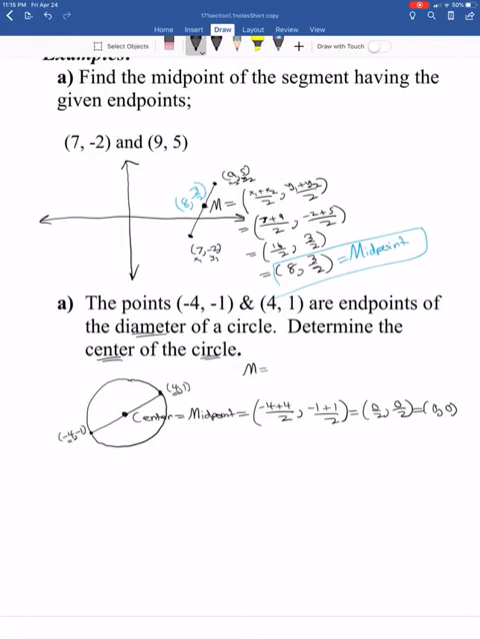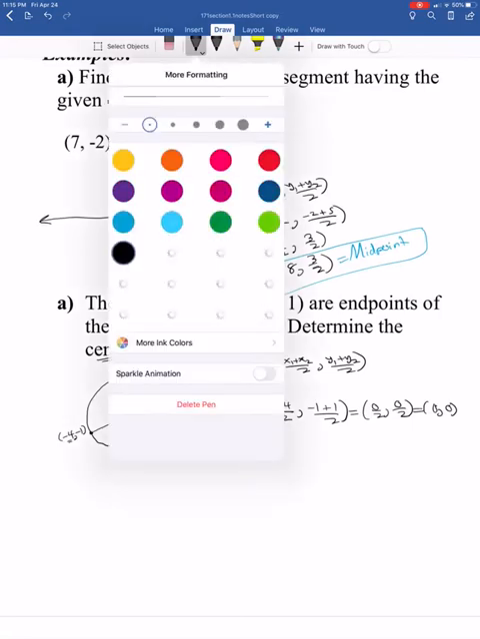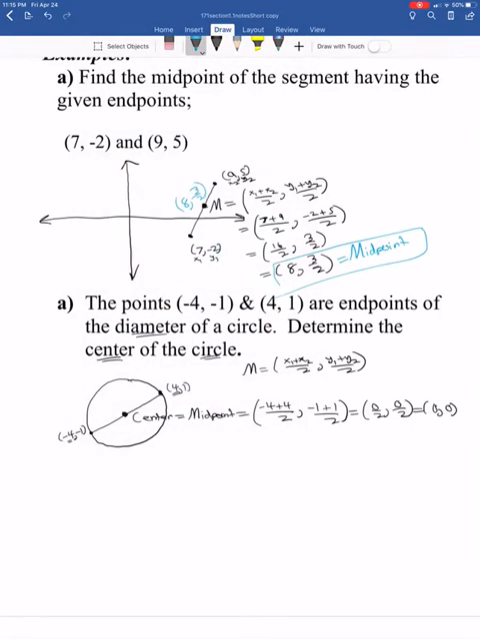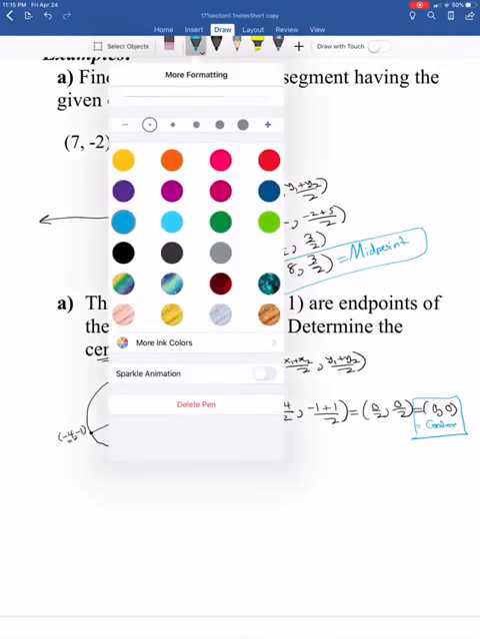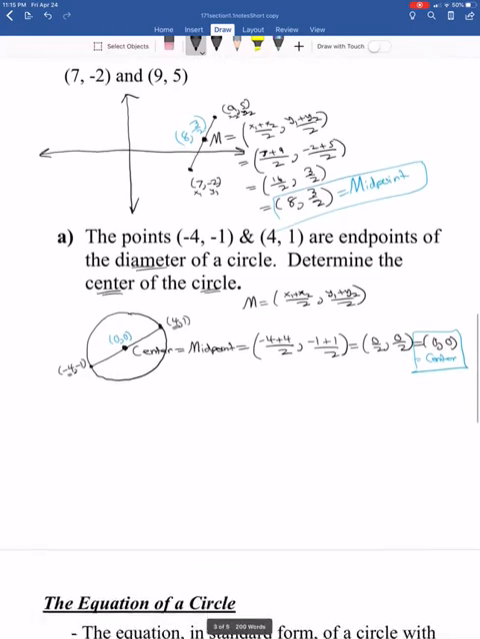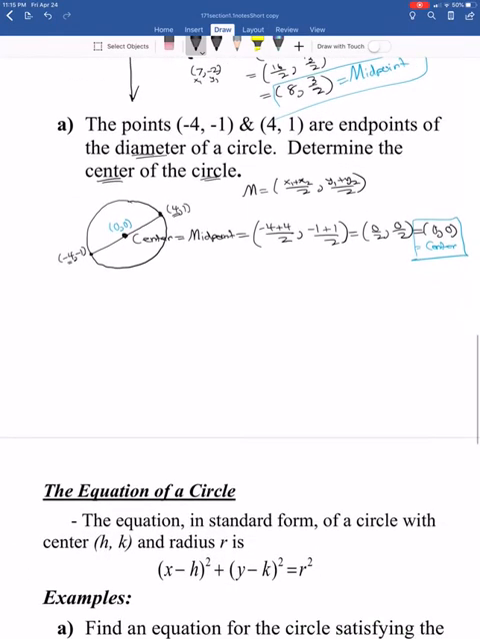Again, using my midpoint formula, x1 plus x2 over 2 and y1 plus y2 over 2, there's the center. So we go back to our circle, and we can add a little bit of information to it. Here's that point, 0, 0. So there's the center of this circle, which is what they asked for. All right, now I'm going to build on this and look at our next topic, and that's finding the equation of the circle.